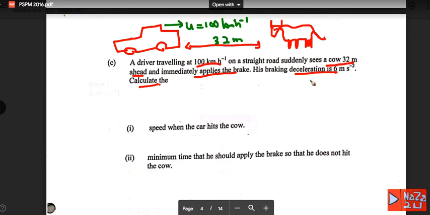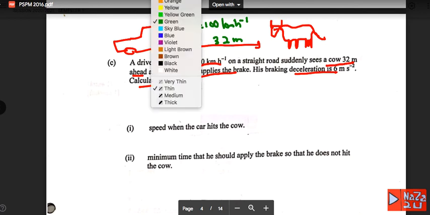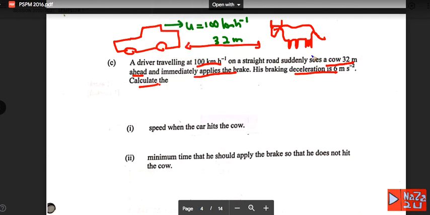And it starts to decelerate, right, at 6 meters per second squared, meaning the acceleration is 6 meters per second squared, because for deceleration we have a negative.